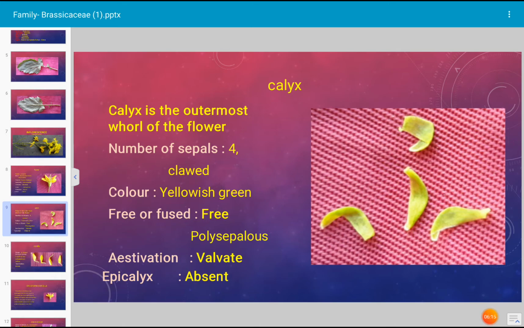And the sepals are clawed. Okay. The color of the sepals is greenish, yellowish green. And these sepals are not fused. If the sepals are not fused, in taxonomic language it is described as polysepalous. Okay. Aestivation is valvate. What is aestivation? The arrangement of the sepals in the flower. All the sepals are situated opposite to each other. No sepal is overlapping with the adjacent sepal. Such an arrangement is valvate aestivation. And epicalyx is absent in this flower. Okay, next slide.